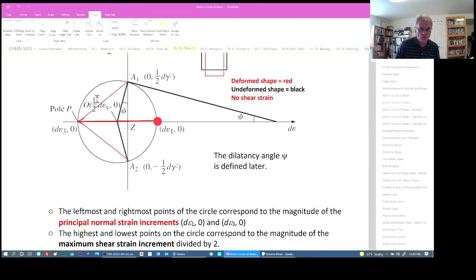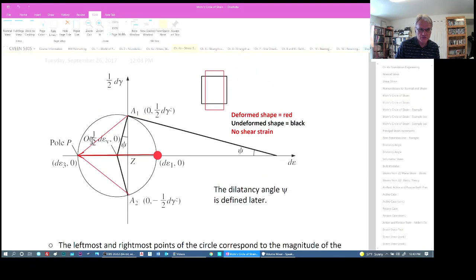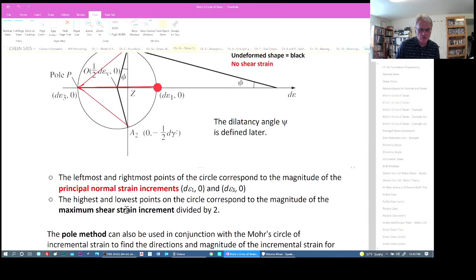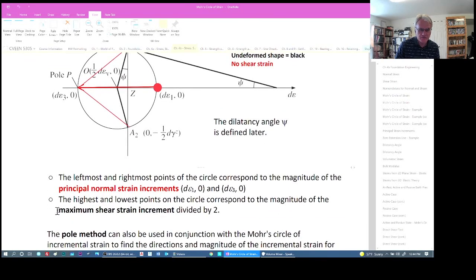Okay, the highest points on this circle would represent the place where we're at the maximum shear strain. In this case, the maximum shear increment divided by 2. That would be the maximum engineering strain. Let's put that in.